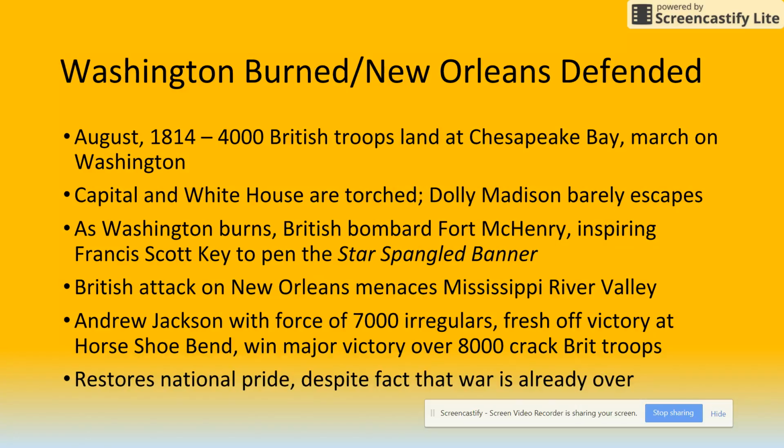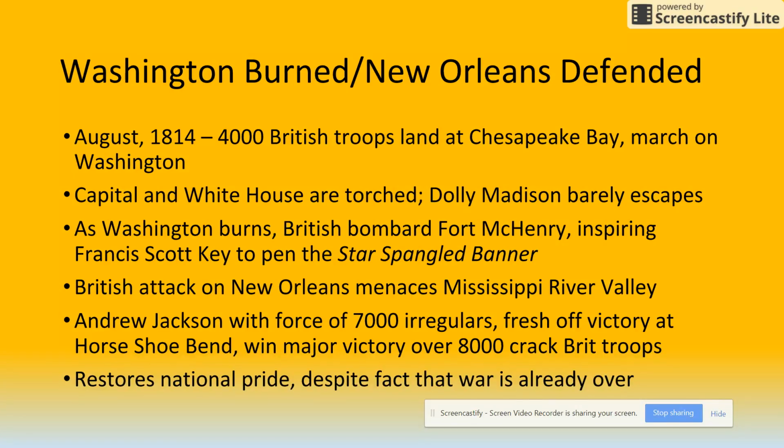August of 1814, 4,000 British troops land at the Chesapeake Bay in Virginia, and they march north on D.C. Ultimately, they're going to burn the Capitol building as well as the White House. Dolly Madison, the president's wife, barely escapes. She sort of heroically stays in the White House as long as she can.